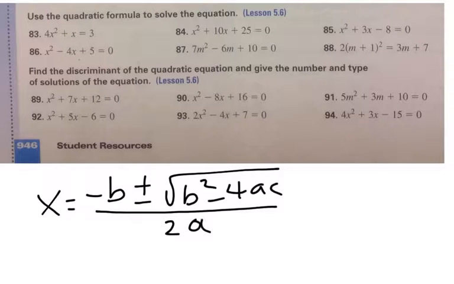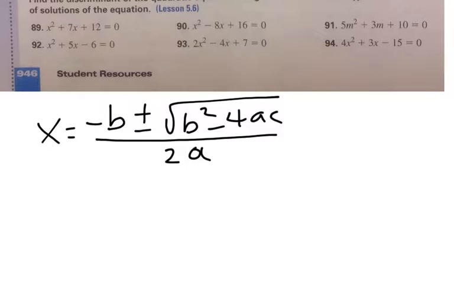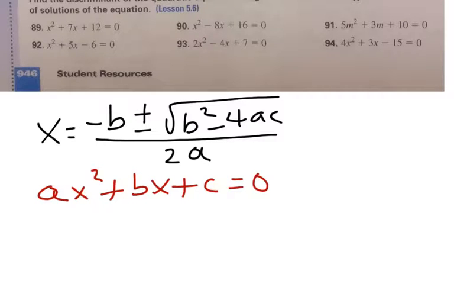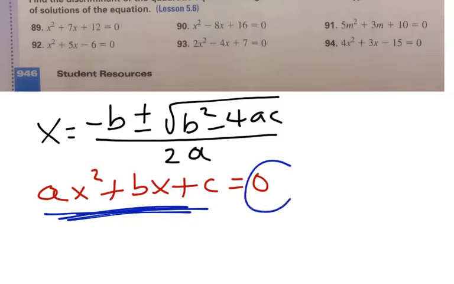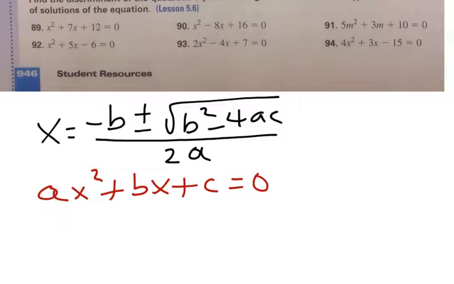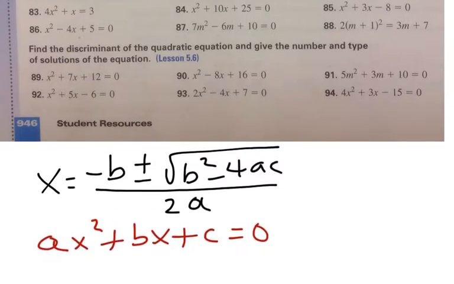This is for every polynomial of the form ax squared plus bx plus c equals 0. My polynomial has to be equal to 0. If it's not equal to 0, then I need to make it equal to 0. Okay? So let's start with an example.